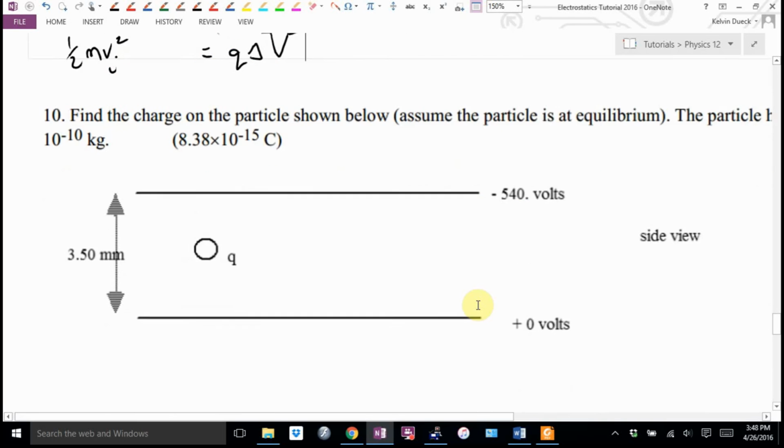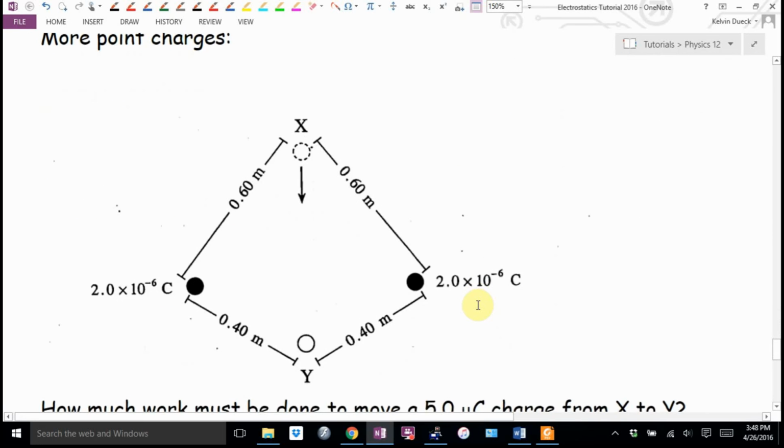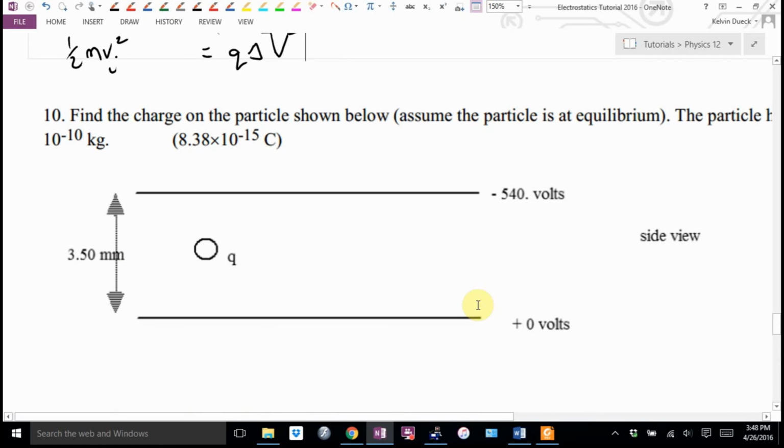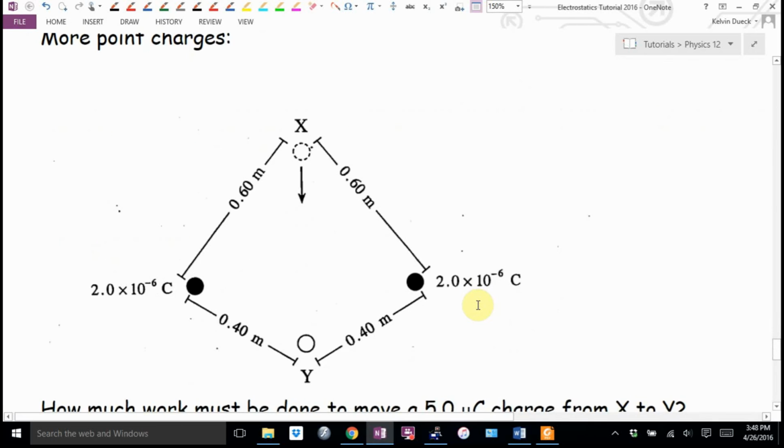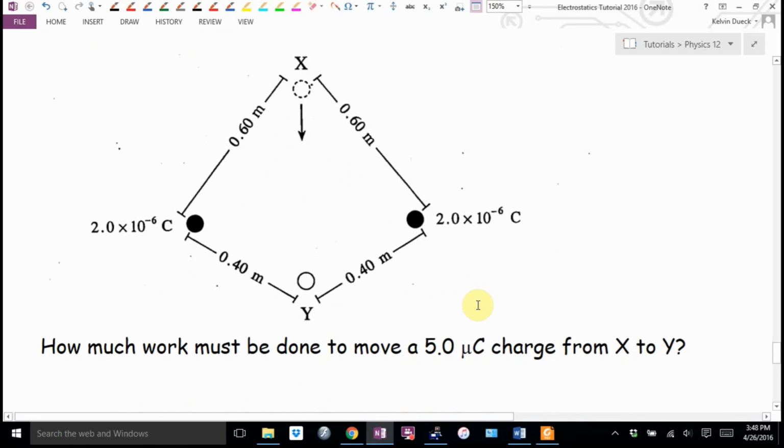Okay? So, having said that, more point charges. By the way, this one here was from the homework. This was keeping a charge at rest. I don't think that's on your test. More point charges. How much work must be done to move a 5 microcoulomb charge from X to Y? What's this asking me to find, Vikas? Work, scalar or vector? Scalar. You know what? They're trying to scare me with that diagram. And to them I say, bring it on. You're not going to scare me. You tried to make a yucky diagram so I would panic. But it's a scalar.